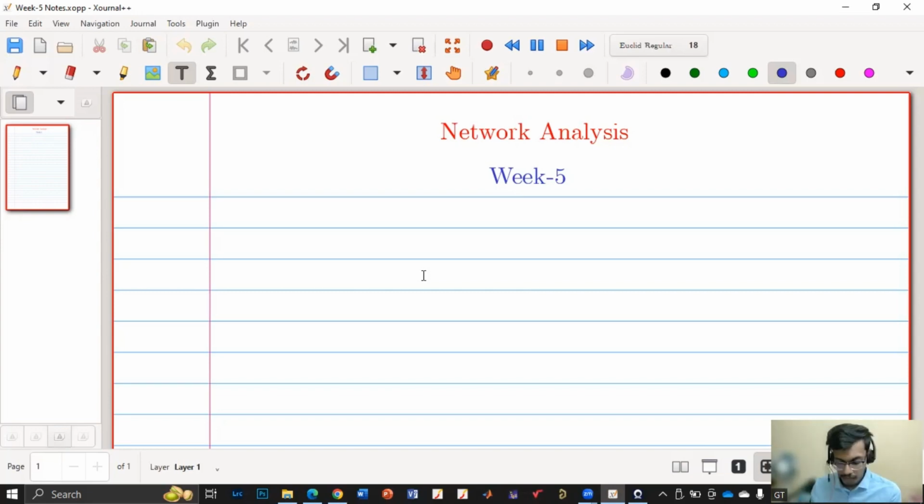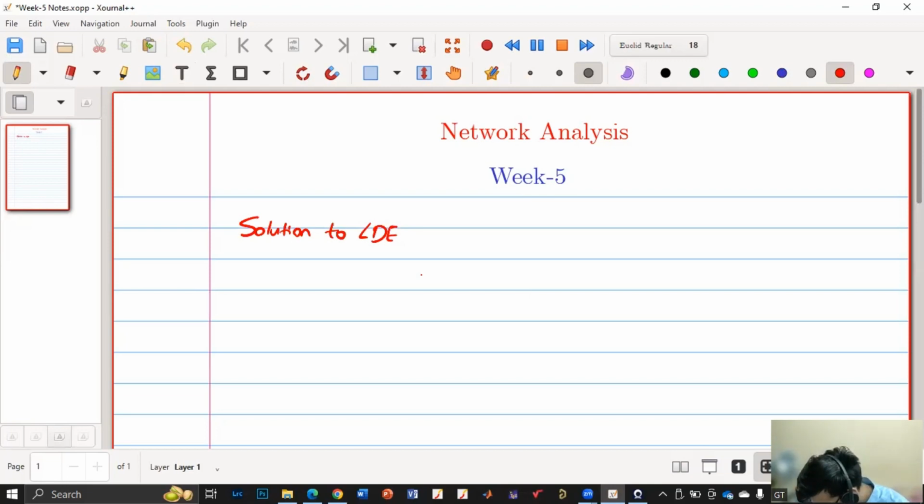So first part is solution to linear differential equation with the forcing function as impulse function. So the first part is solution to LD, means linear differential equation, with the forcing function x of t is equals to delta of t.